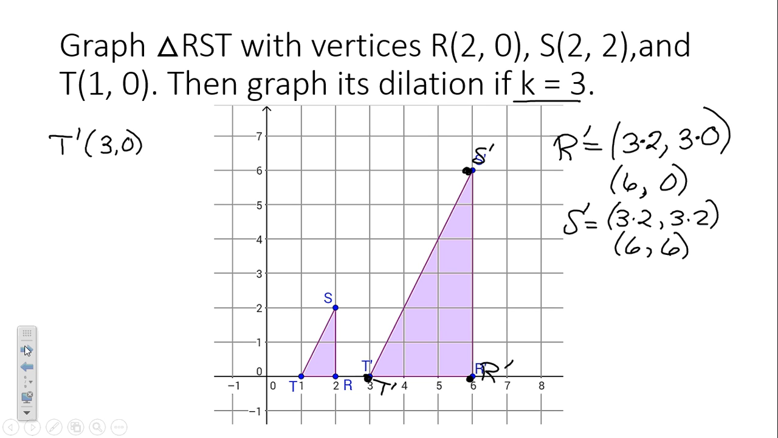We're just making it bigger. Same shape, but not the same size. This is called a similarity transformation. We're dilating. We're making it larger or smaller. Okay?